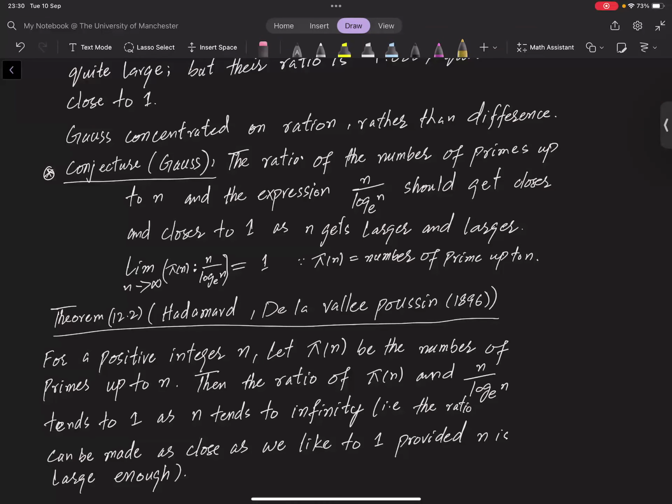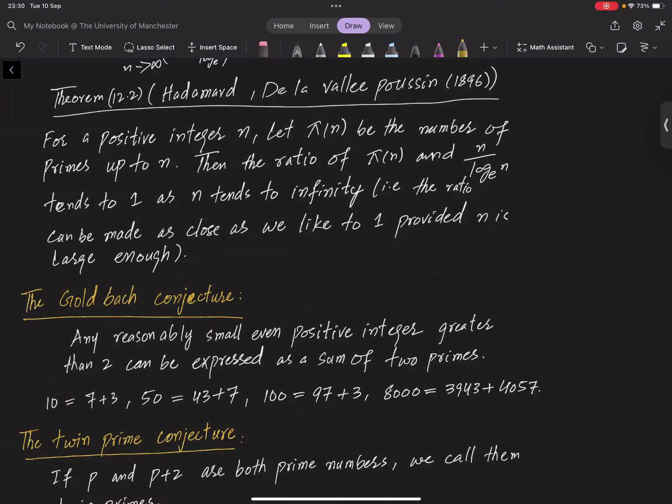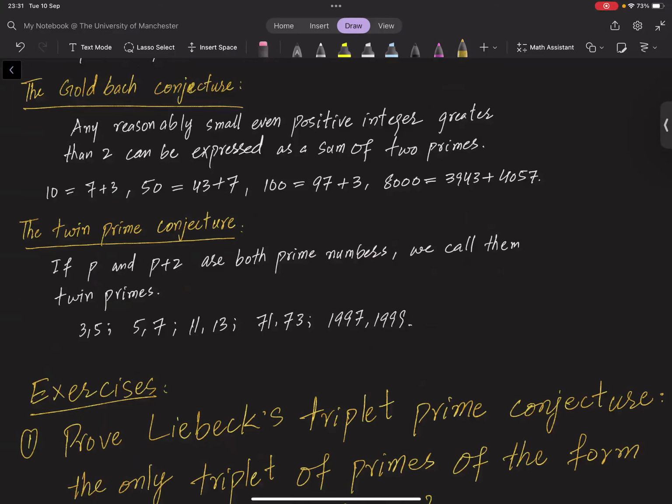Gauss was not able to prove it, but these two people proved it and it became a theorem in 1896. Then we talked about the Goldbach conjecture and the twin prime conjectures.